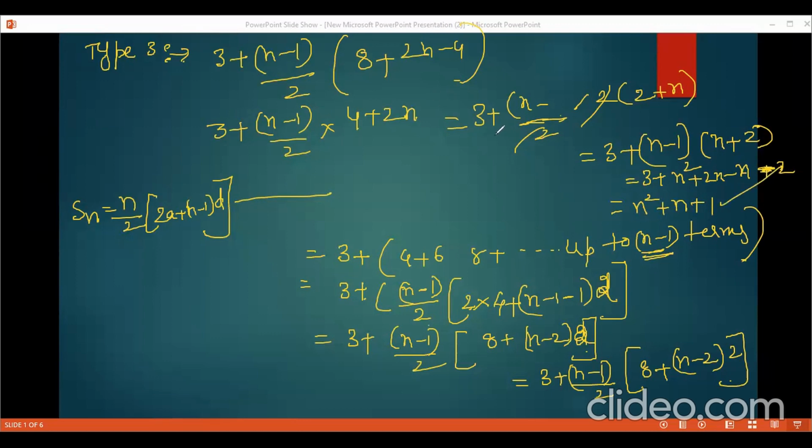In this way, we can easily calculate any kind of series. This is called method of difference. By using method of difference, we can easily calculate any kind of these series. Got it? Next, find the nth term of the series. Let us do one more question.